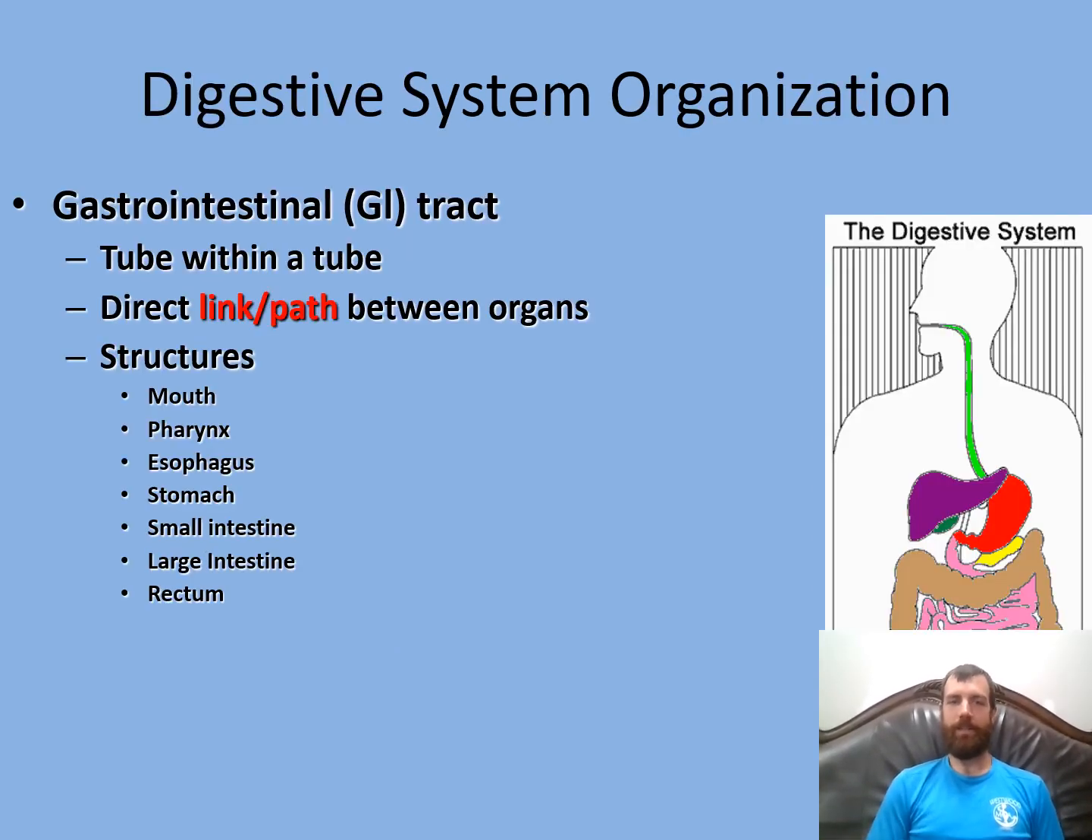So it is organized in a certain way. It's basically a tube with two ends. Thankfully, we're not like certain worms where it's just one end where you eat and then what you don't need comes back out that same tube. Fortunately, we're not like that.